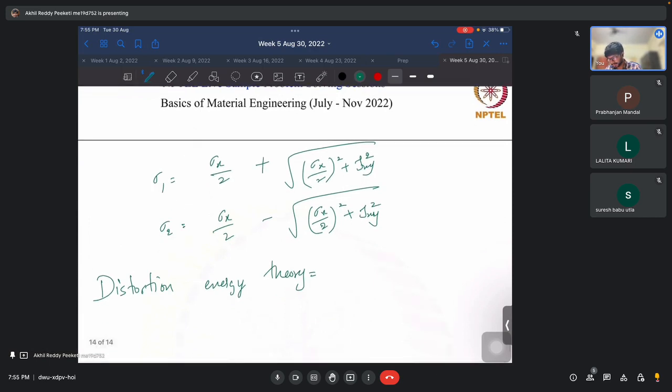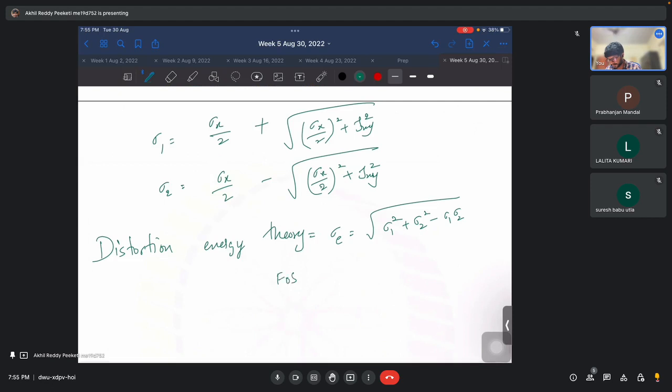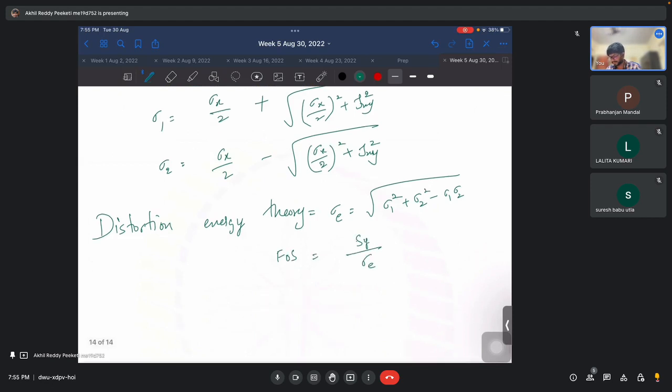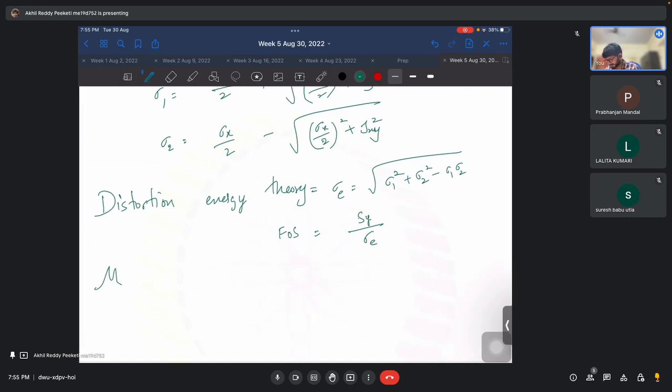So for distortion energy theory, again you will calculate sigma E, which is the square root of sigma 1 square plus sigma 2 square minus sigma 1 sigma 2, and the factor of safety would be yield strength by sigma E. That's it.